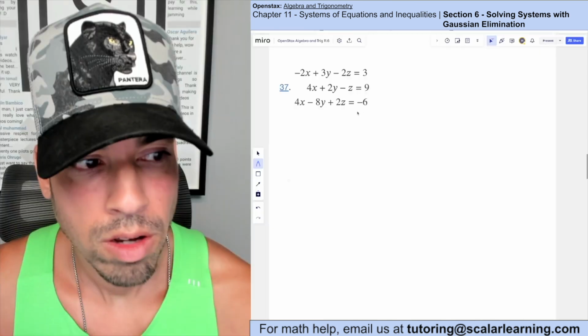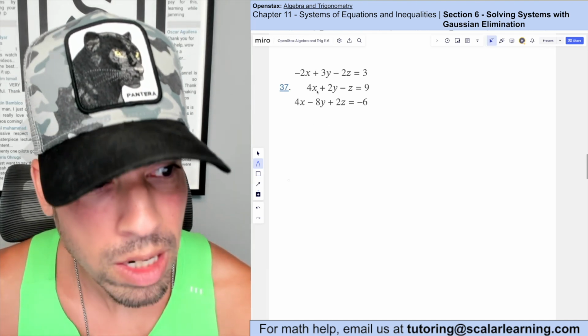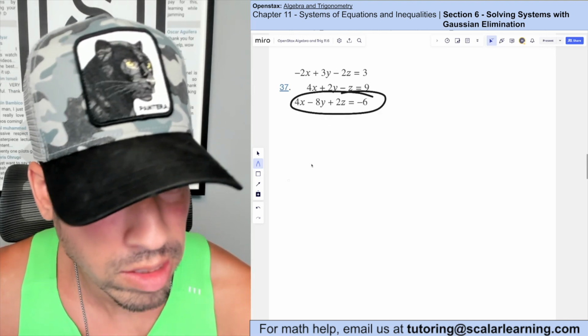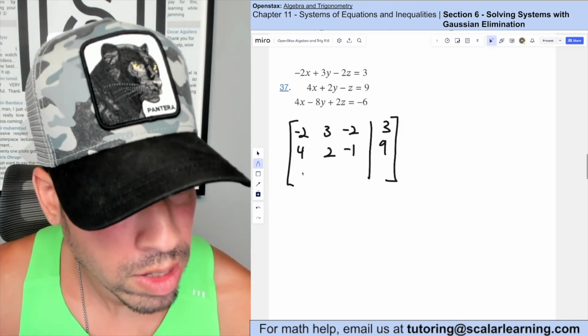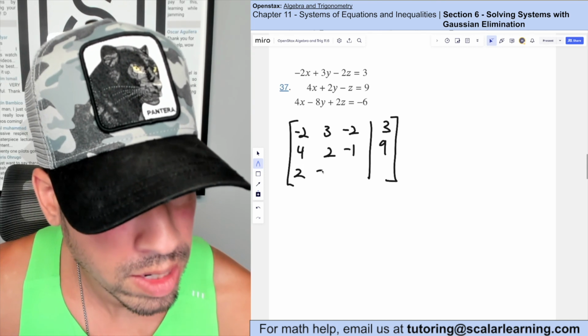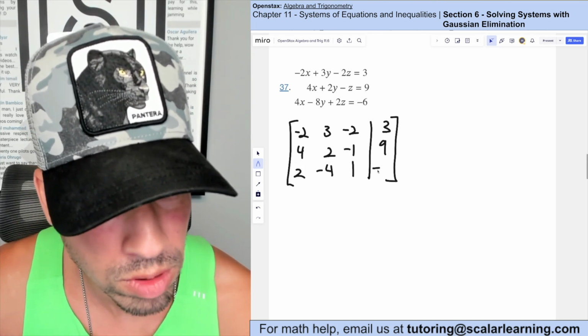Boom, done. All right, so for this question, the way we're going to start is first putting it into matrix format, but I'm also going to simultaneously simplify this third row by dividing it by 2. So let's do that now. So 4 divided by 2 is 2. That's going to be -4. That's going to be 1, right? 2 divided by 2 is 1, and -6 divided by 2 is -3.